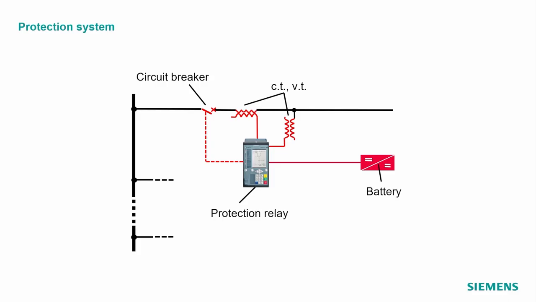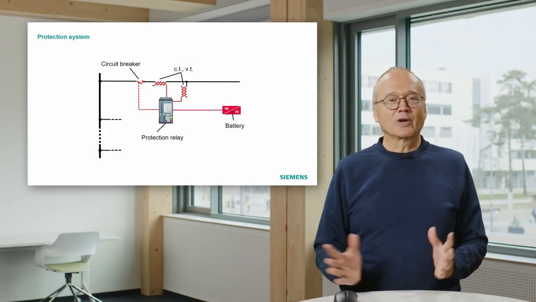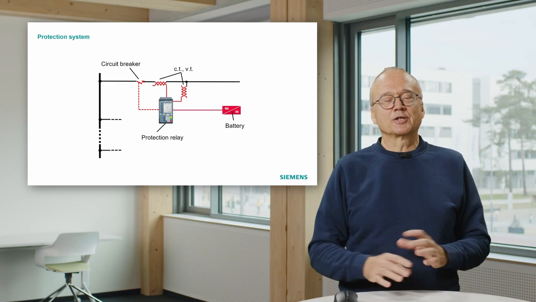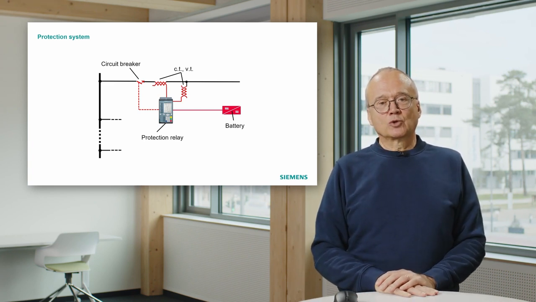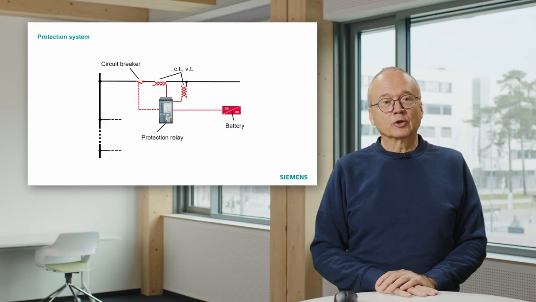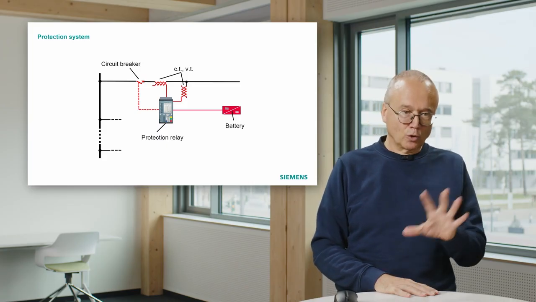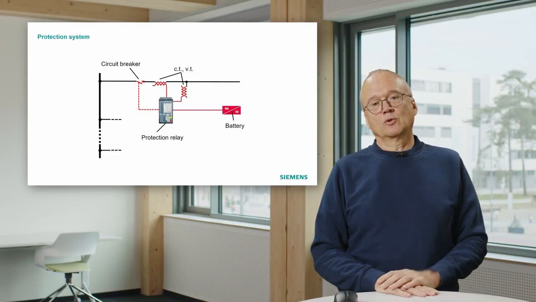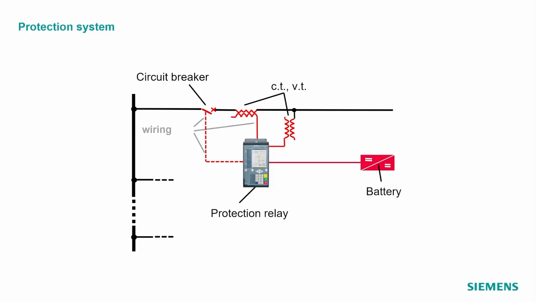We typically also use a battery in a substation. It sounds a bit strange to have a battery in a substation which is full of power, but that battery is used to give a reliable supply, both for the circuit breaker, for the whole control system, and also for the protection relay. And what is also indicated here is the wiring.